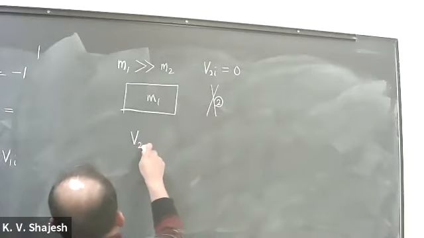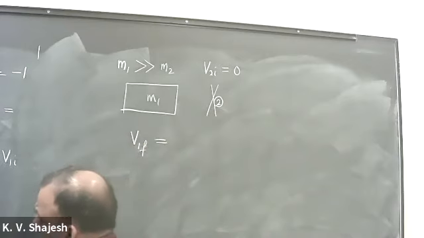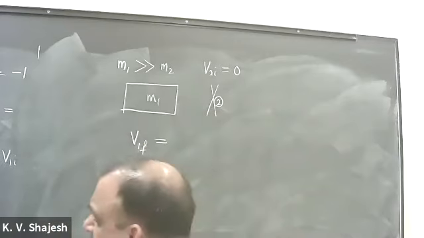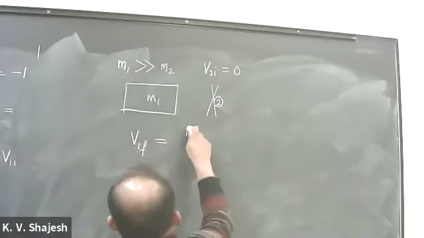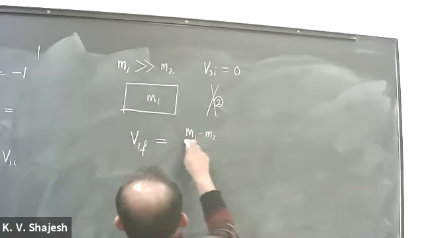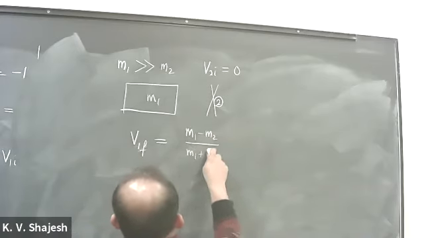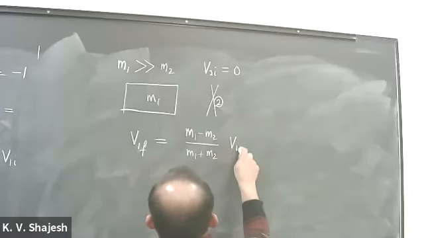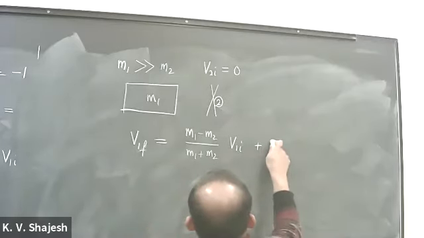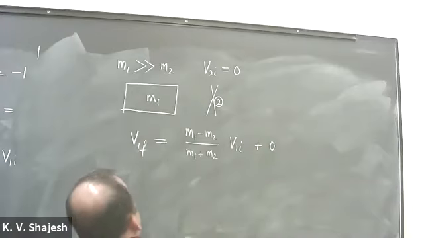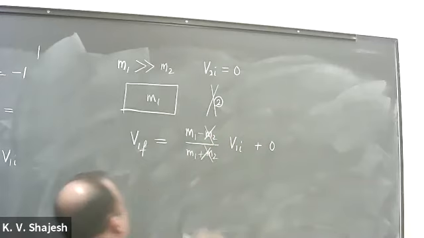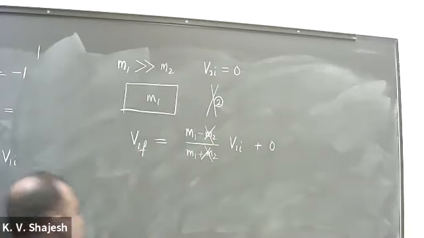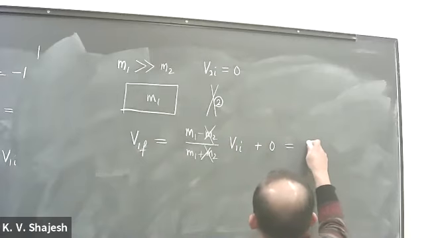So again, we analyze V1 final. Remember, I erased my equations there. So that was M1 minus M2 divided by M1 plus M2 times V1 initial, plus the second term, which is 0. Notice this time M2 is small, so you drop that, and M1 and M1 cancel out, so that's 1. So that's equal to V1 initial itself.